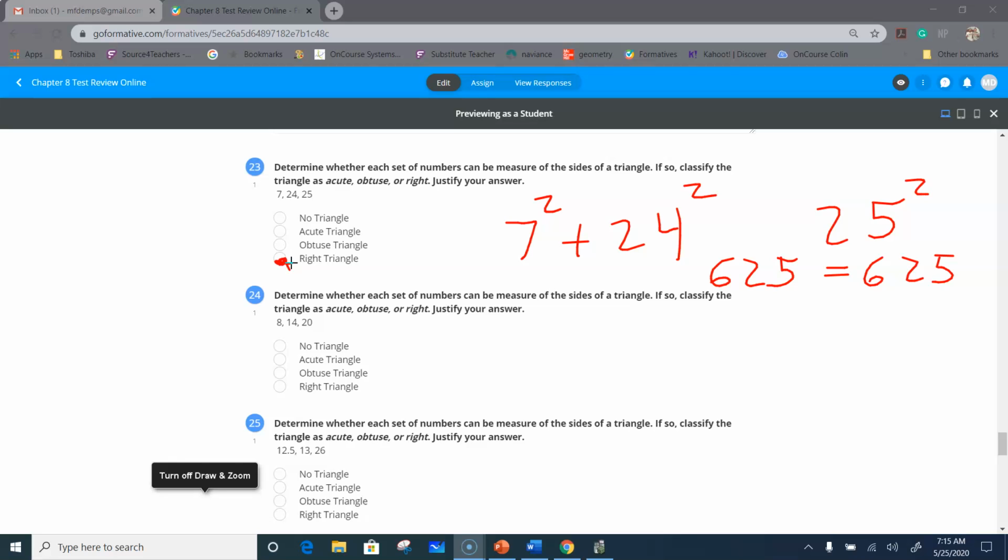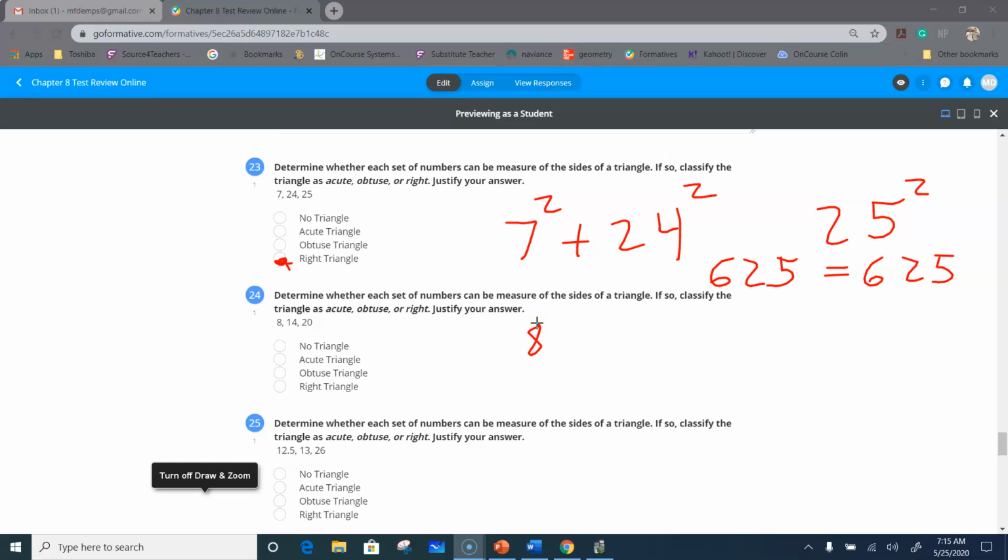And let's not forget that the no-triangle situation happens when the two smaller sides aren't at least as big as the third side. So we'll always make sure that we check for that first. I forgot to do that there, but 7 plus 24 easily is bigger than 25. 8 plus 14 is 22. So we're okay. We have a triangle.